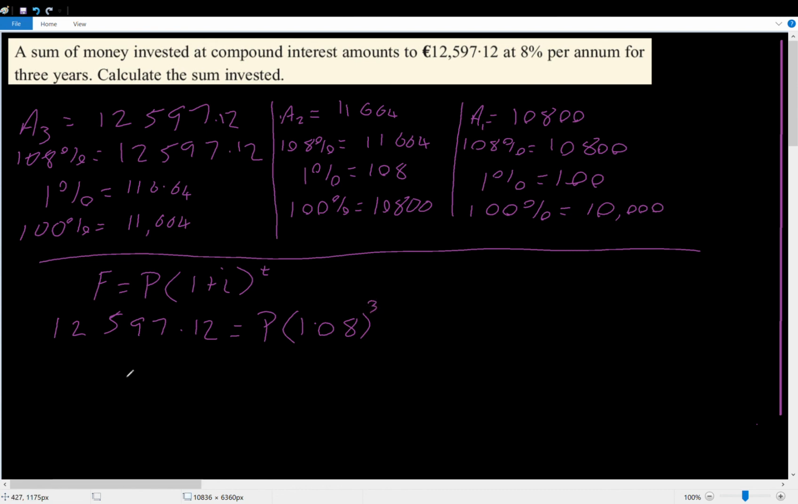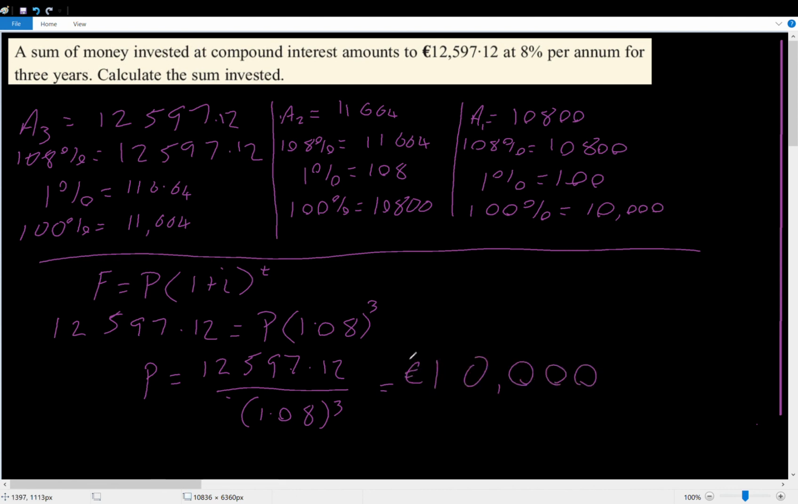And if we just do a bit of algebra in this case, we're going to have P is equal to 12,597.12 divided by 1.08 to the power of 3. And if we stick that in the calculator, we will get 10,000 back. So one way or the other we get to the right answer, but the long way is used if we have rate changes, and the short way is used if we have the same rate all the way through.